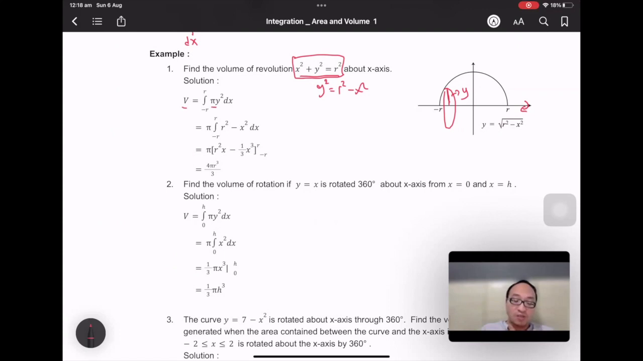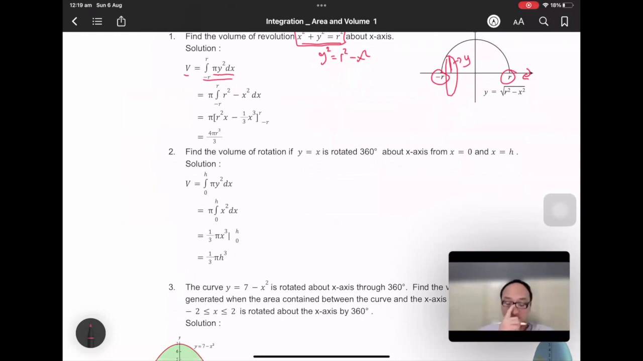The volume is pi integral of y squared dx with the region from negative r until r. We replace the y, so this is the integral from negative r until r of pi, I put it out, r squared minus x squared dx. The variable is x, so r squared becomes r squared x, and minus x squared becomes minus 1/3 x cubed, times pi, and then I put the border negative r until r.